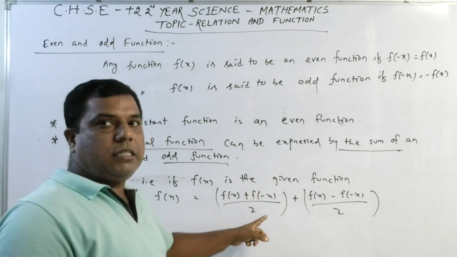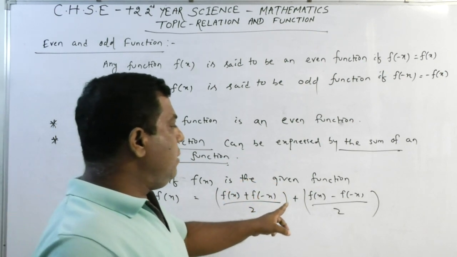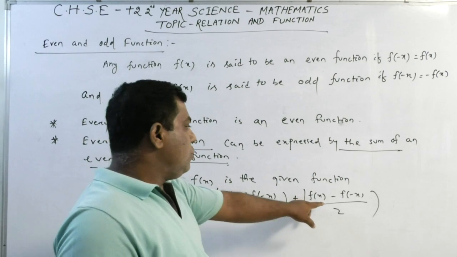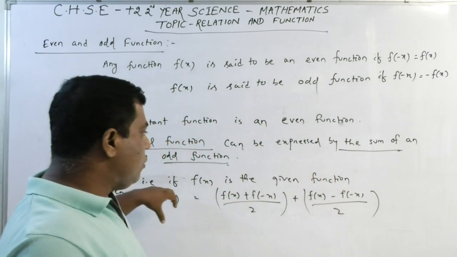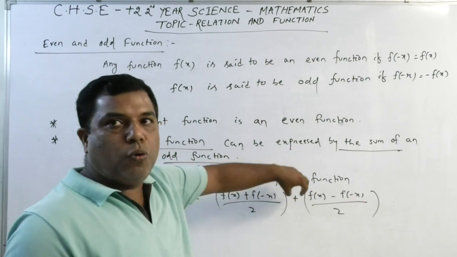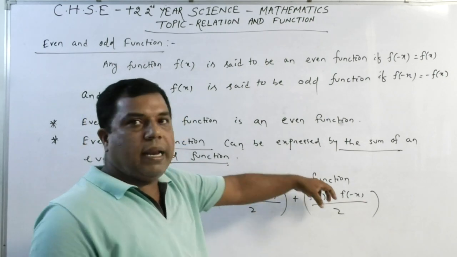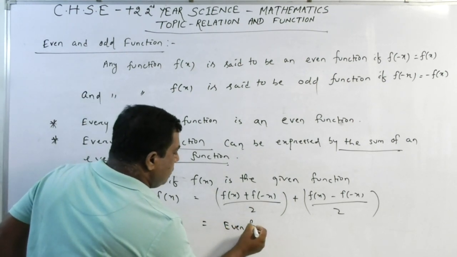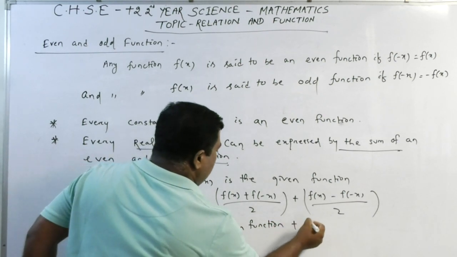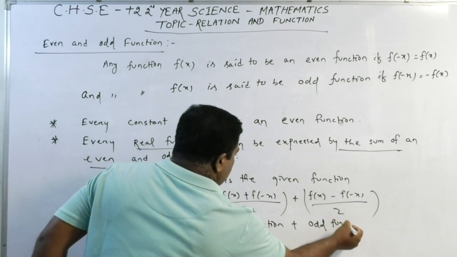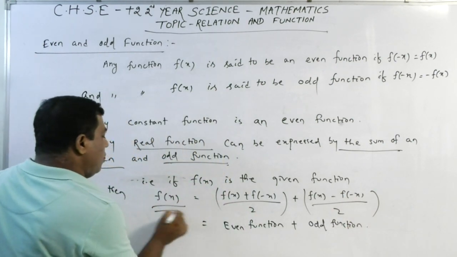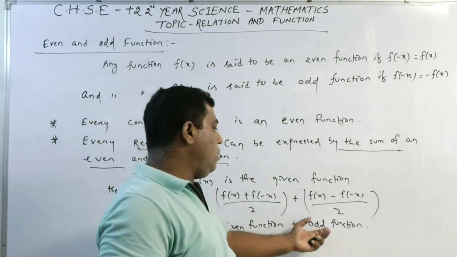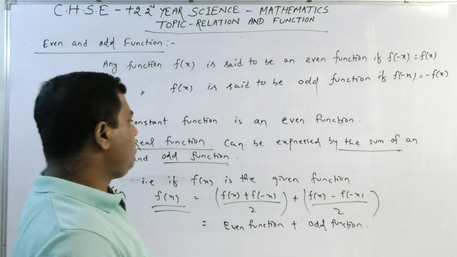This type of expression is representing an even function, and this type of expression is representing what function? It is representing an odd function. So you see, our total function is expressed by the sum of two functions. One is even and another is odd. So this is an even function, and this one is an odd function. So we can say every real function can be expressed by the sum of an even function and an odd function.